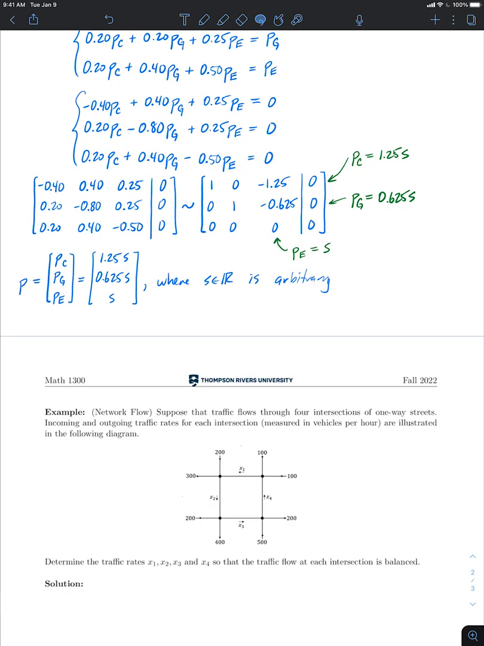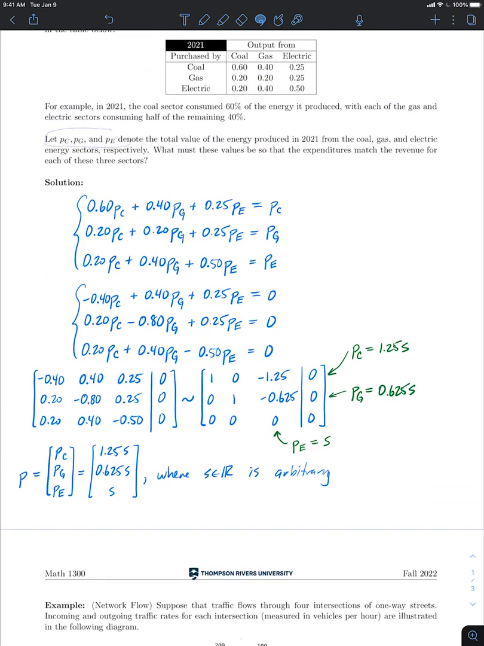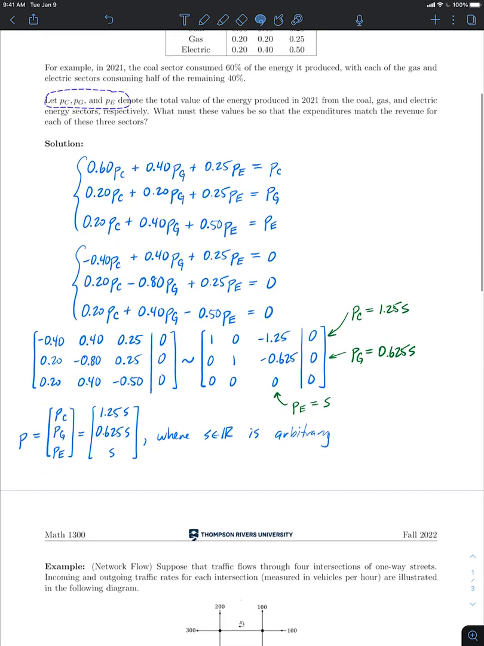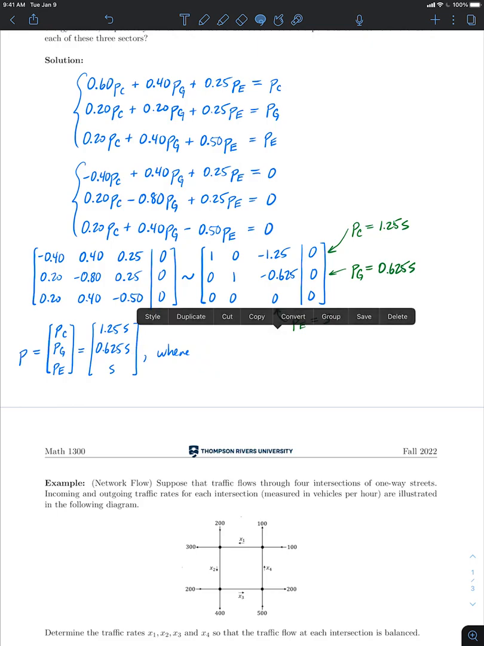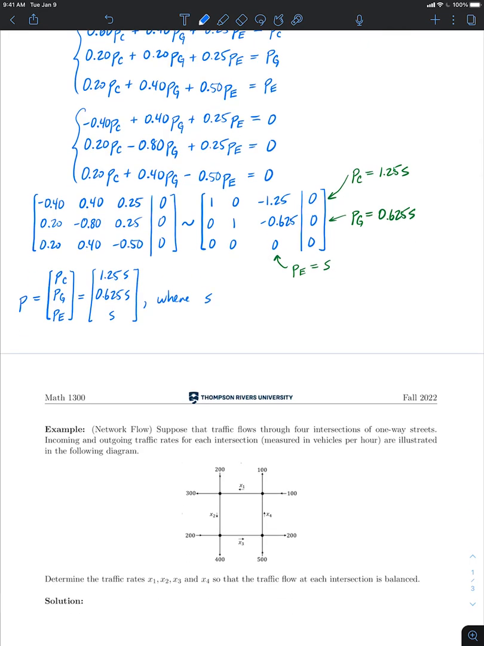What's the extra restriction? Well, could we have S equal to negative $10? No, by the way these variables were introduced, these prices must be positive, right? Nobody's paying another sector to take their energy away. That's not realistic. So we need S to be positive, and as long as S is positive, then the other two prices will be positive as well. So just to keep things sensible, let's back up and mention that S greater than or equal to 0 is arbitrary.